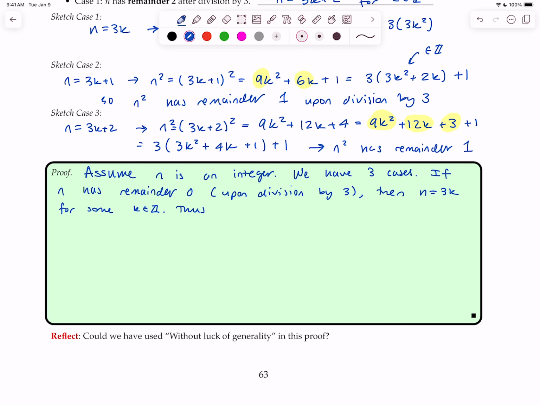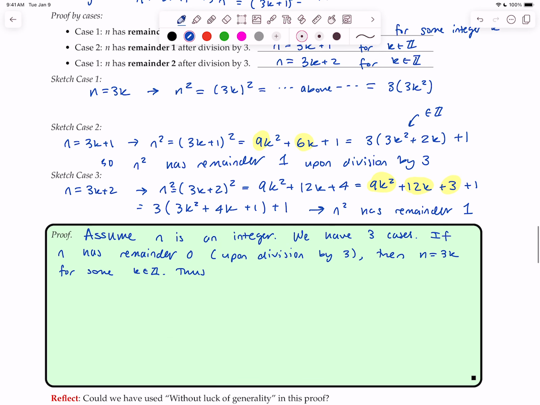Thus, what did our scratchwork say? Well, we had n squared equals, and then we want to write out our arithmetic to convince our reader. We get 9k squared. Then we write this as 3 times 3k squared, where 3k squared is an integer. Just do it like this.